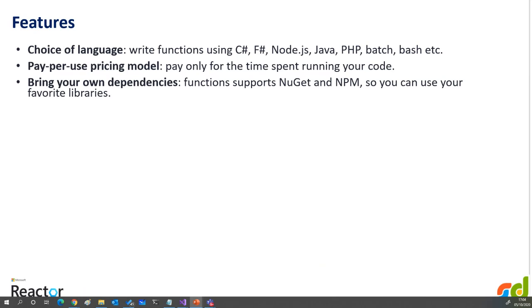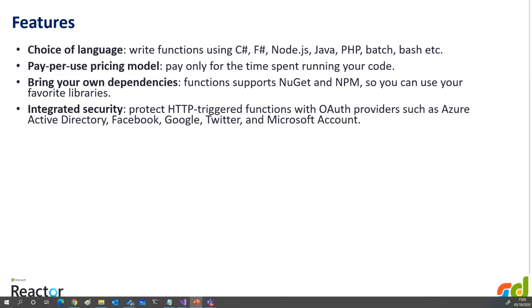Azure Functions permits you to bring your own dependencies into the project. So Azure Functions supports NuGet and NPM for package managers. So you can use all your favorite libraries inside your Azure Functions. You can use third-party libraries inside Azure Functions. You can also use your custom DLLs created for the on-premise world inside Azure Functions for running code in the cloud.